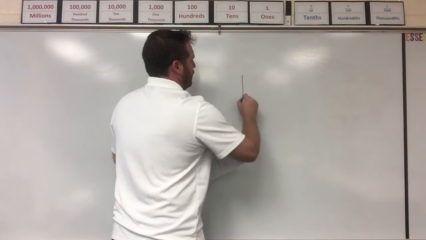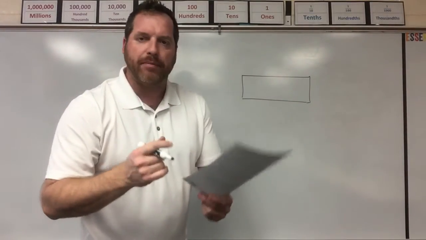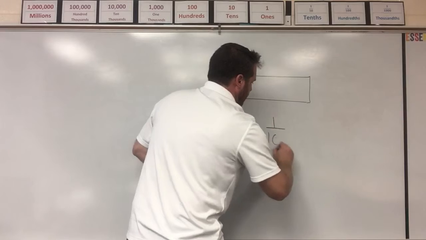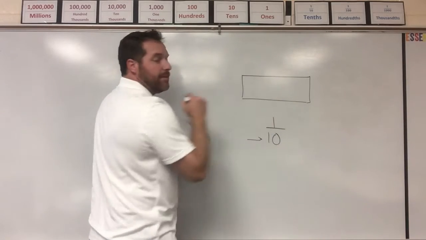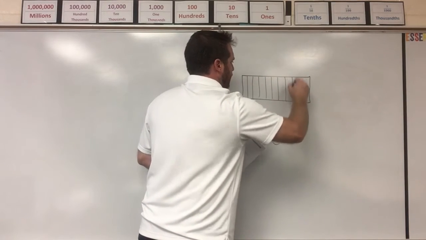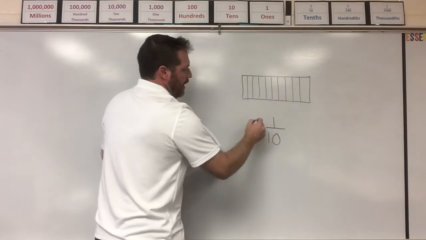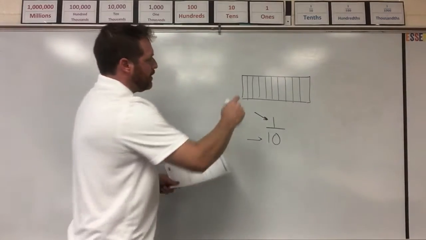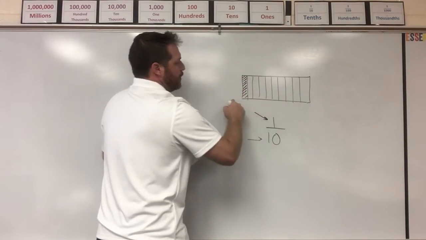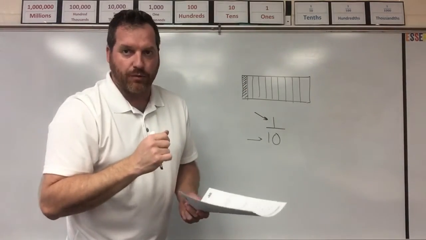Number 5, it says Canada has a population that is about 1/10 as large as the United States. So if this rectangle represents the United States, Canada's population is 1/10 of that, which looks like this. This 10 means that I cut this up into 10 equal pieces. 1, 2, 3, 4, 5, 6, 7, 8, 9, 10. It is 1/10 the size, which means it's one of these. So if this whole rectangle represents the United States population, this piece represents Canada's population, which is smaller.